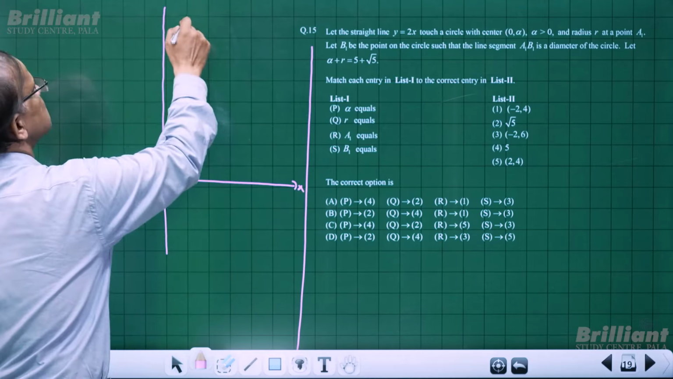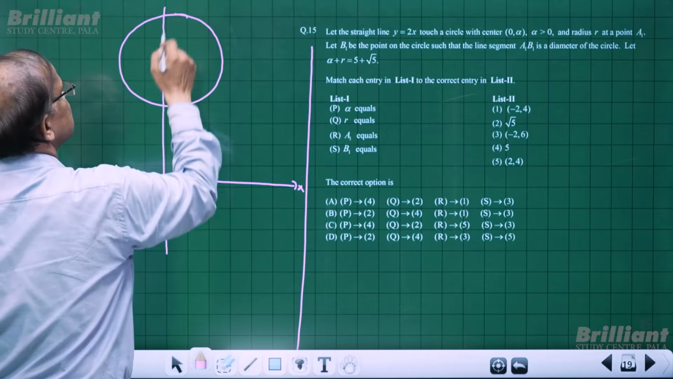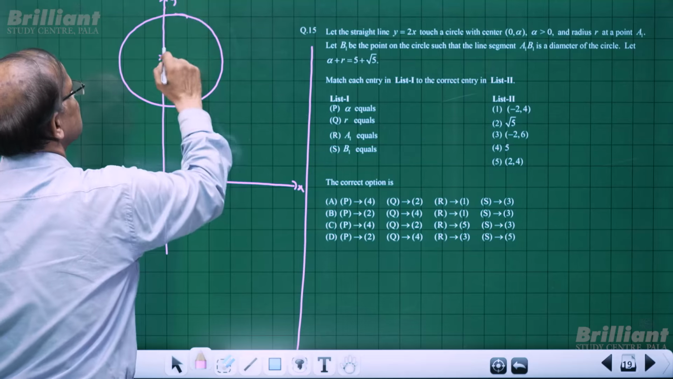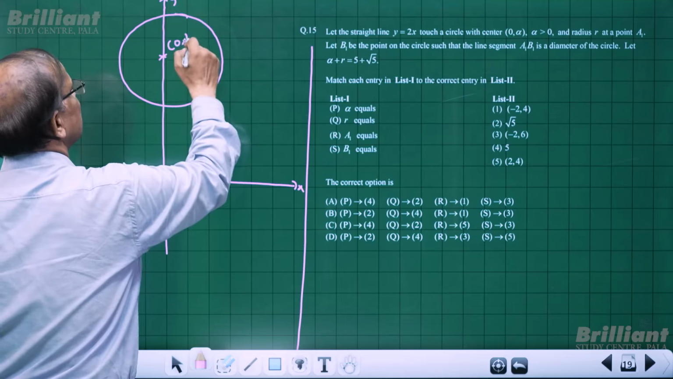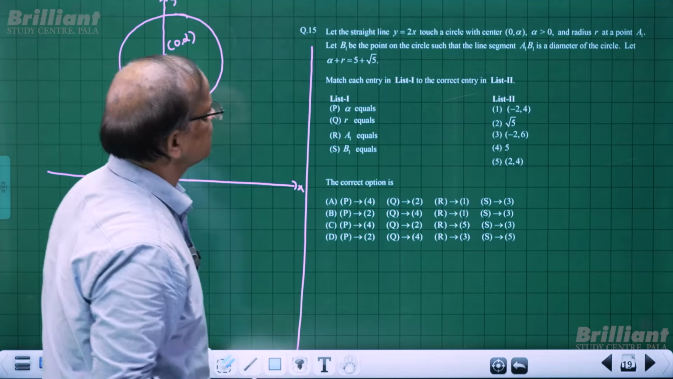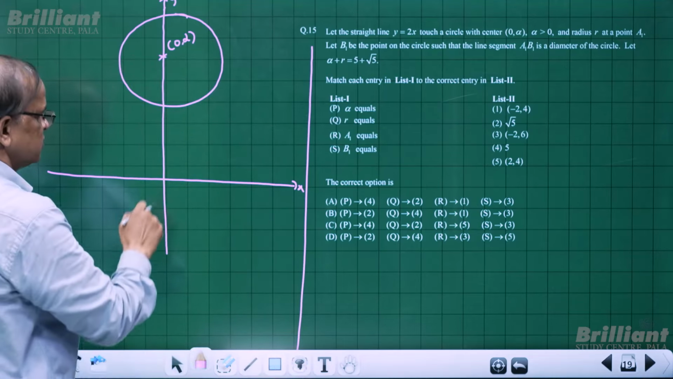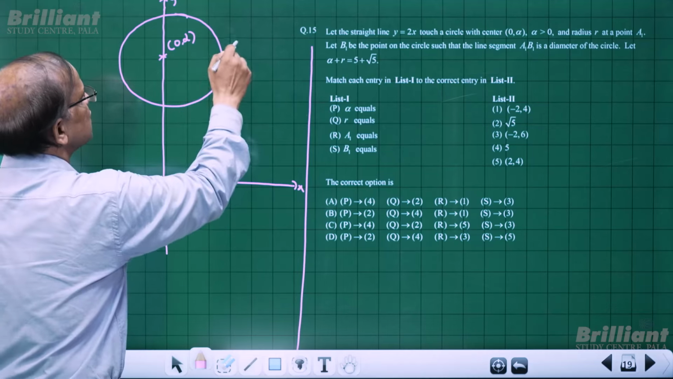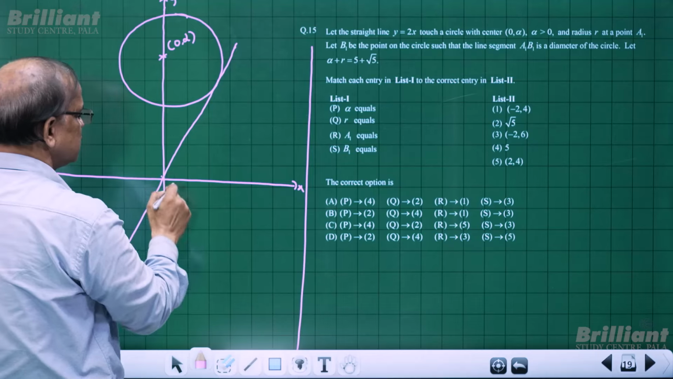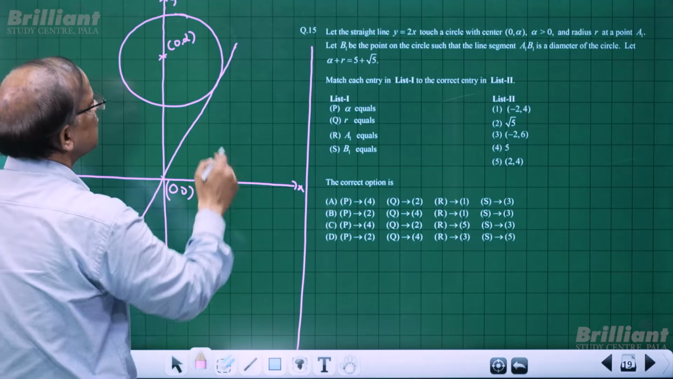So this is the circle, the center is 0 comma alpha on the y axis. So 0 comma alpha, and y equal to 2x touches this circle. So this is y equal to x, and y equal to 2x passes through 0, 0.